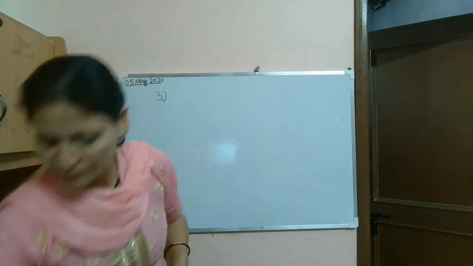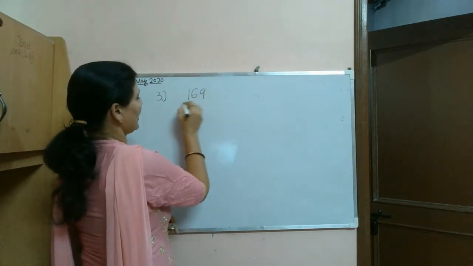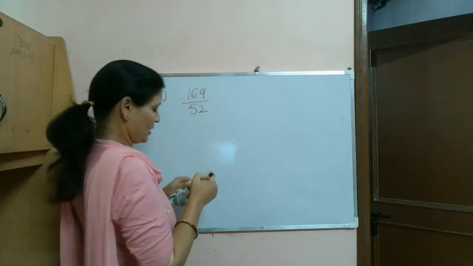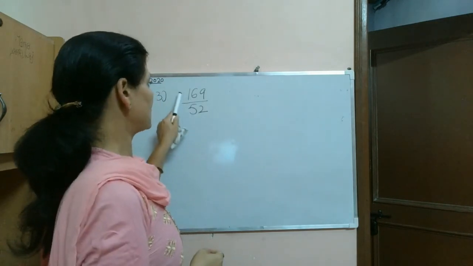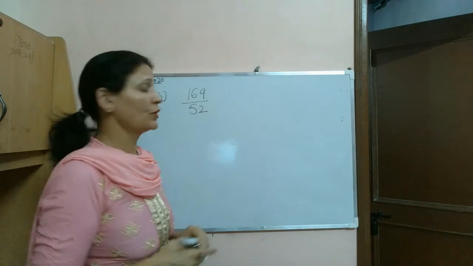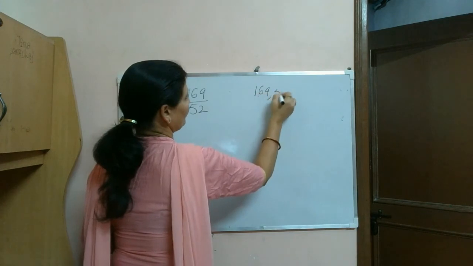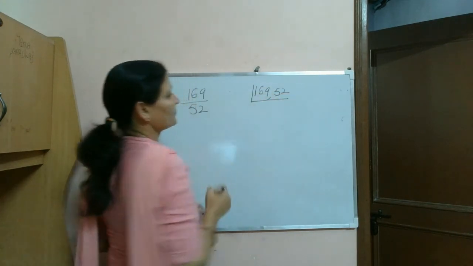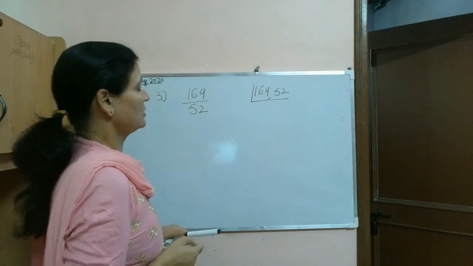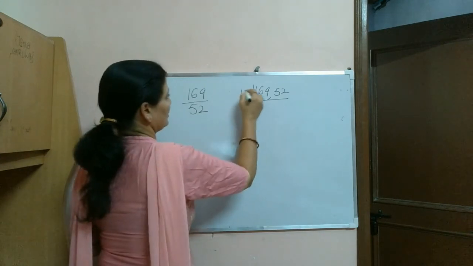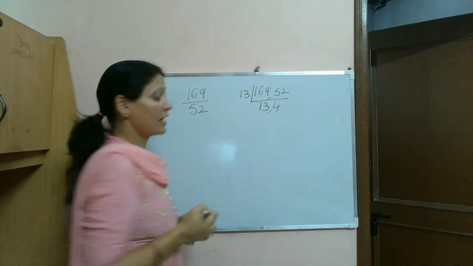The example is 169 upon 52. First we will see which numbers are cancelling 169 and 52. 13 1s are 13, 13 3s are 39, 13 4s are 52, so 13 and 4.